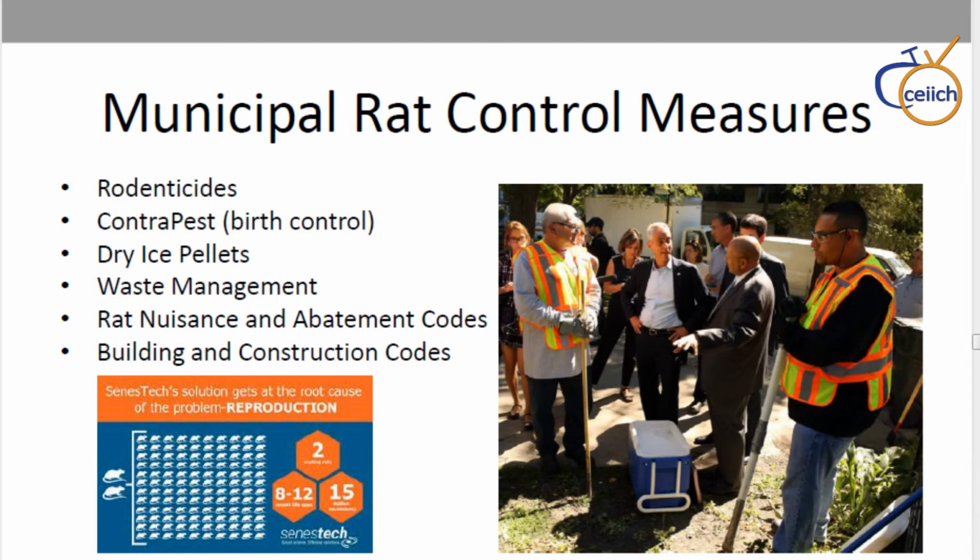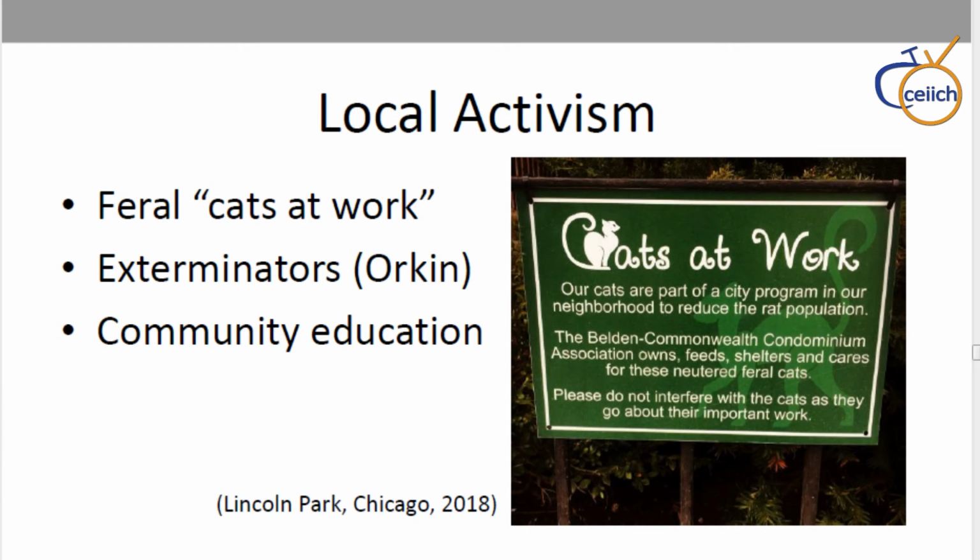Some of the more community-oriented activism around rats include feral cat programs, so putting cats to work. This is a sign in one of the neighborhoods in Chicago, "Cats at Work." So cats are trained and taken care of and just allowed to roam around in the neighborhood. But what they're doing is they're actually chasing rats or scaring the rats away. I don't know if they're actually eating them. And then, of course, you've got private extermination companies and community education.